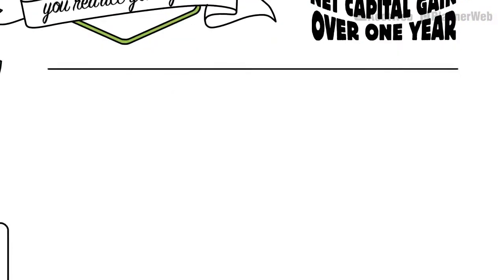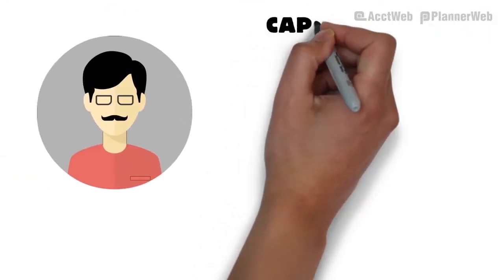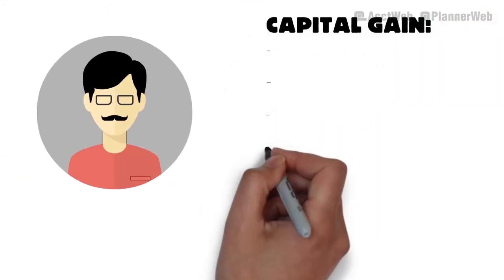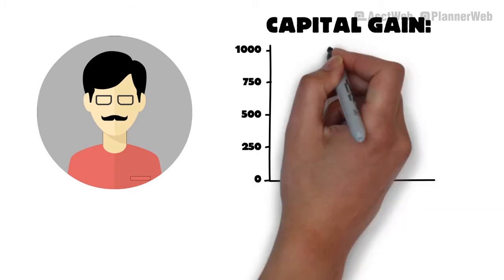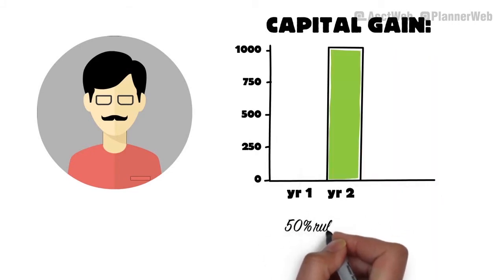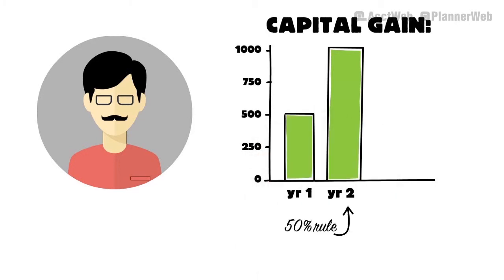A hypothetical. Ben has a capital gain on some shares he sold this year. This consists of a $1,000 gain, which is eligible for the 50% rule, and a $500 gain, which is not. He also has a $700 loss to offset against these gains.